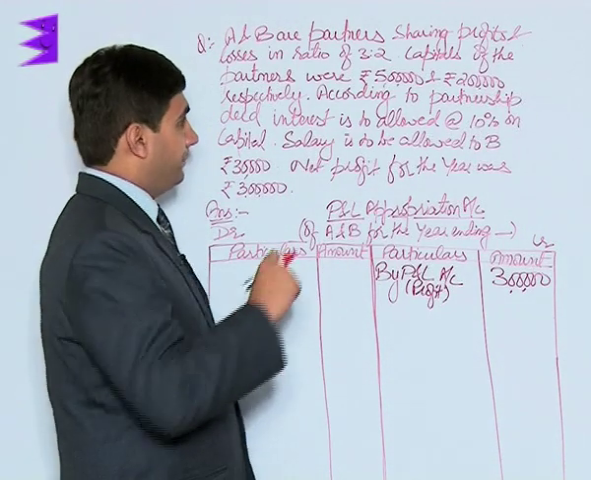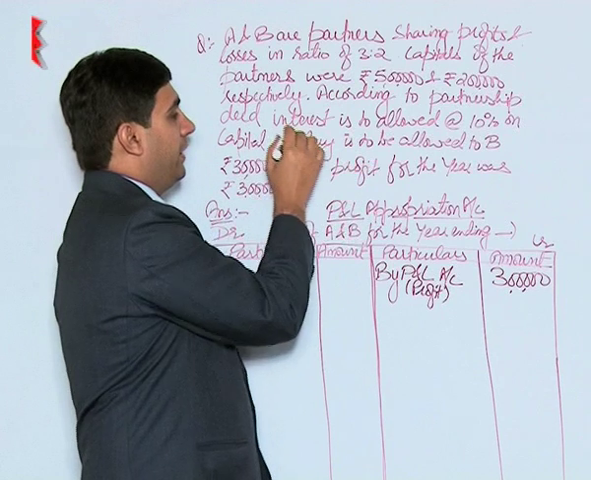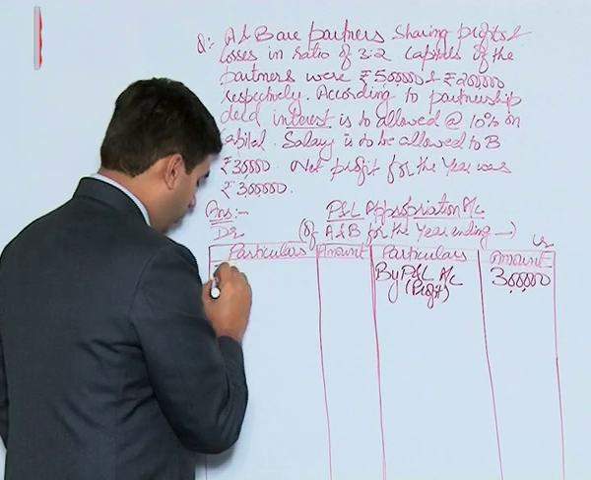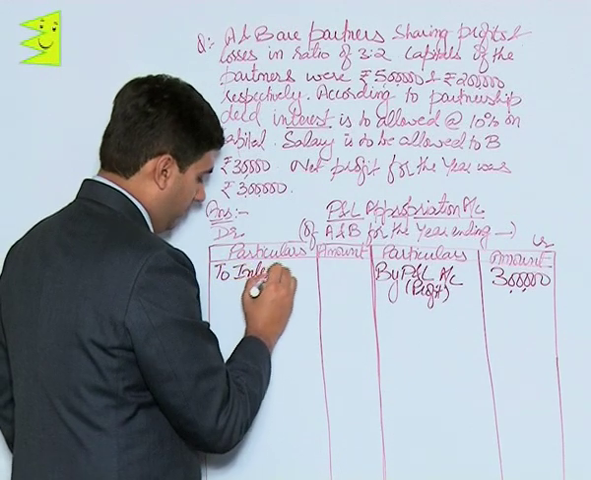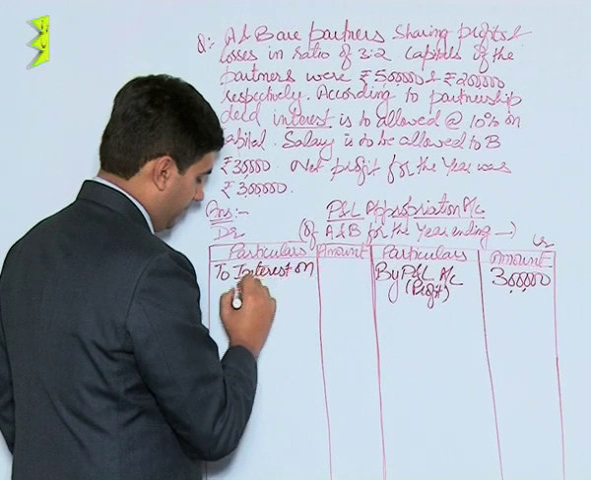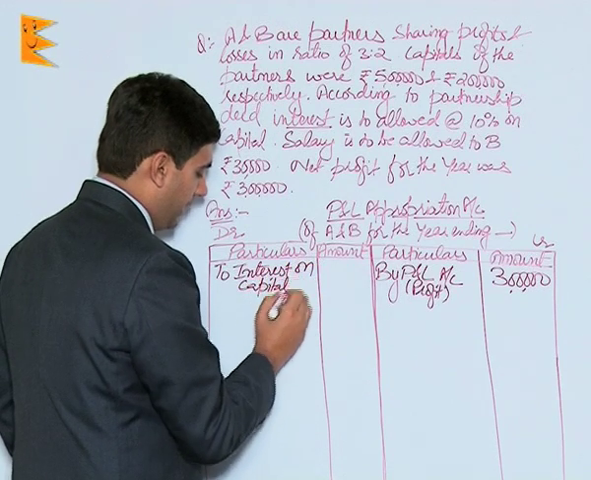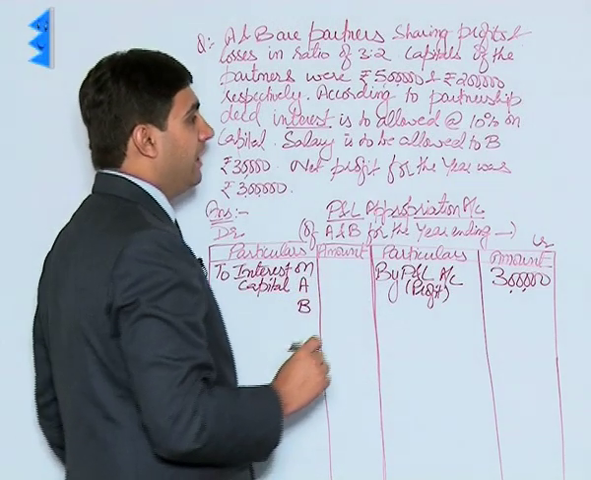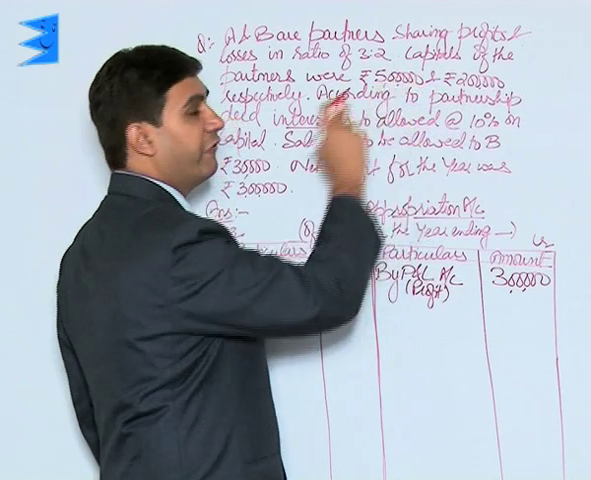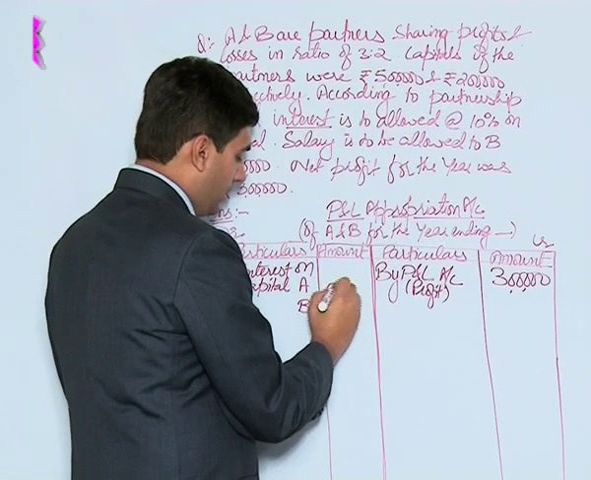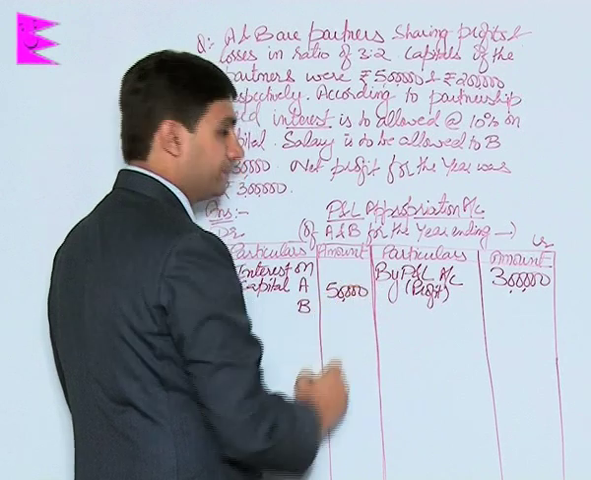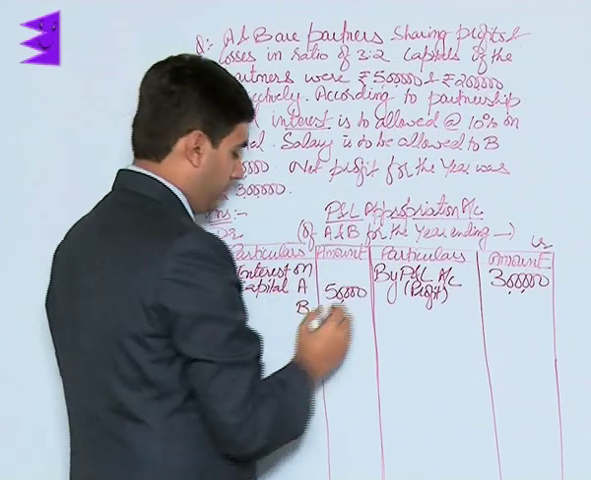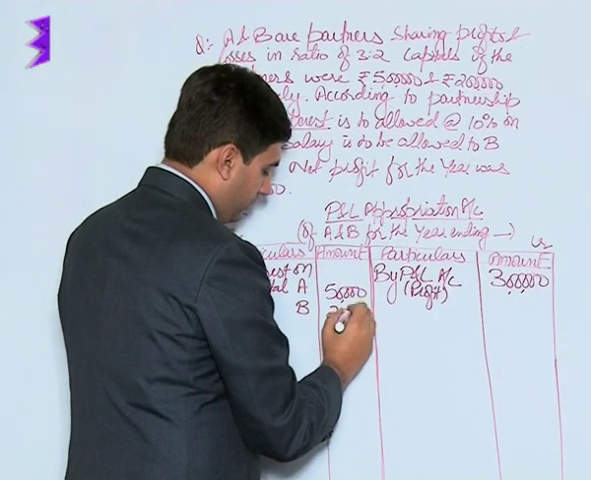Now students, according to the partnership deed, interest on capital is to be allowed at 10%. So, to interest on capital, it is an expense, hence shown on the debit side for A and B. For A, interest would be 10% of 5 lakh, which comes to 50,000. Then students, 10% of 2 lakh, which comes to 20,000.